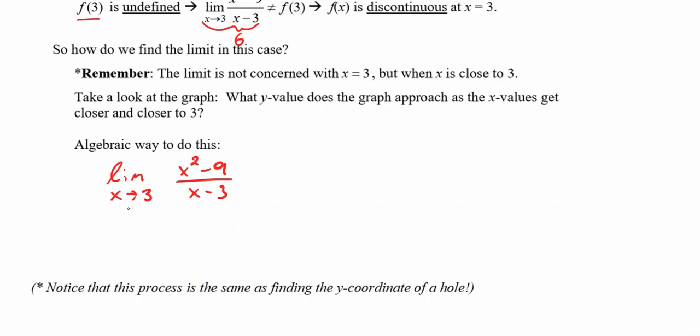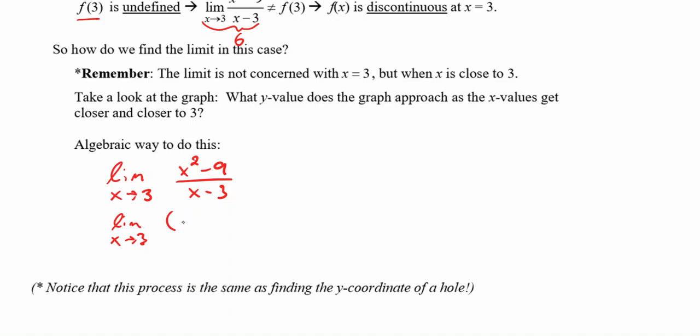So again, this is technically what you should be doing. You should be writing the limit as x approaches 3 along the side every time. And I know it's annoying, and you'll probably take some shortcuts along the way, but that's technically what should be happening every time we do this, right? So let's factor the top.